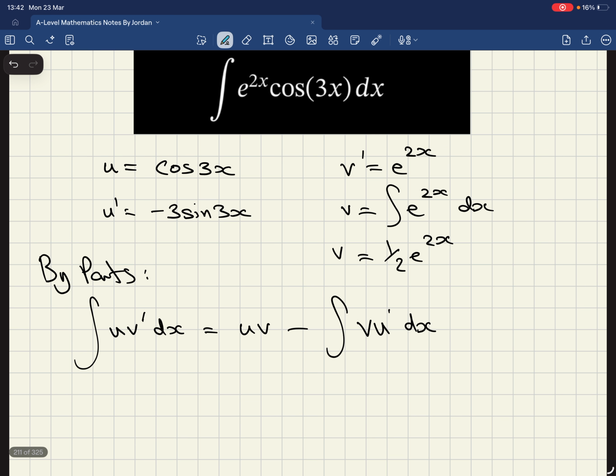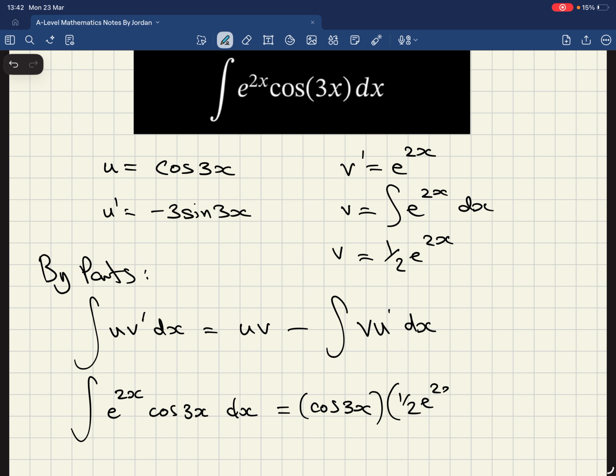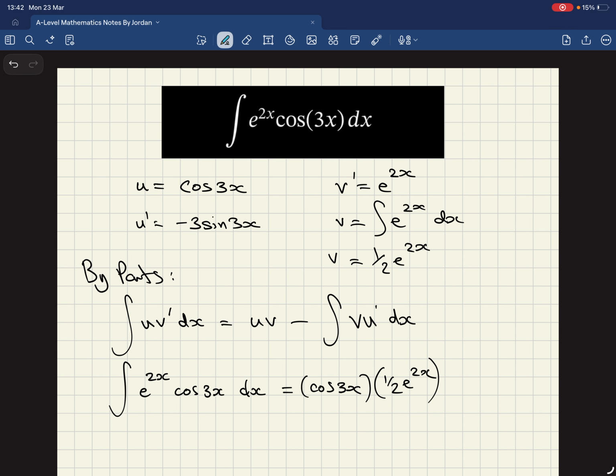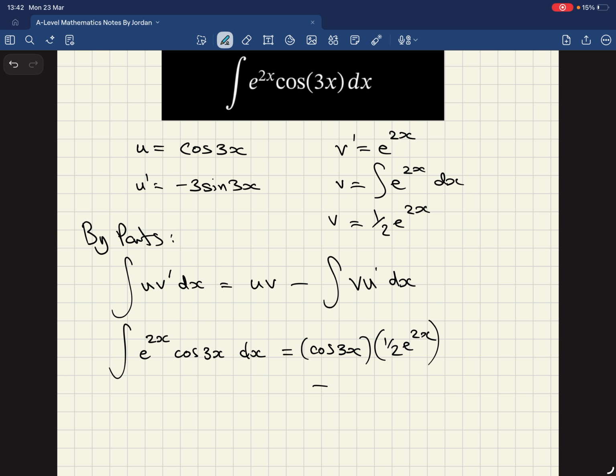So there's the original integral at the top. So that's e to the 2x cos 3x dx. And then we've got u and v. So u is cos 3x. V is 1/2 e to the 2x. Then we have minus the integral of v u dash. So remembering v is 1/2 e to the 2x again, and u dash is minus 3 sine 3x.